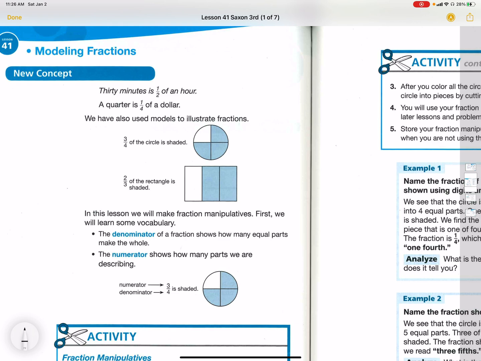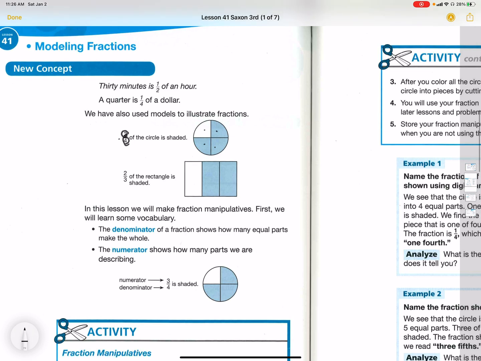Modeling fractions. So they've got a circle here, and they have divided it into 1, 2, 3, 4 pieces, and they have shaded 3 out of 4 pieces. Okay, so we call this 3/4, 3 out of 4. I want to go back to this one.